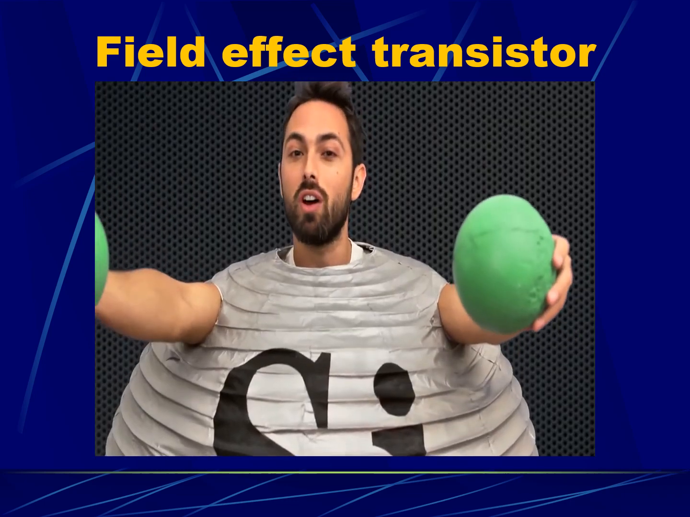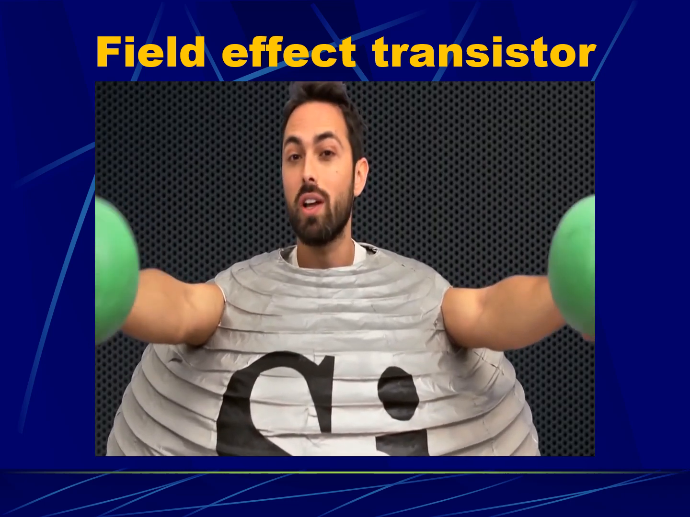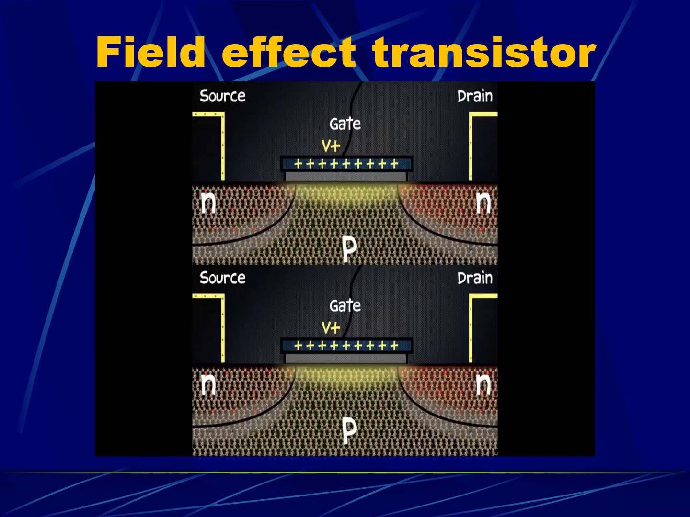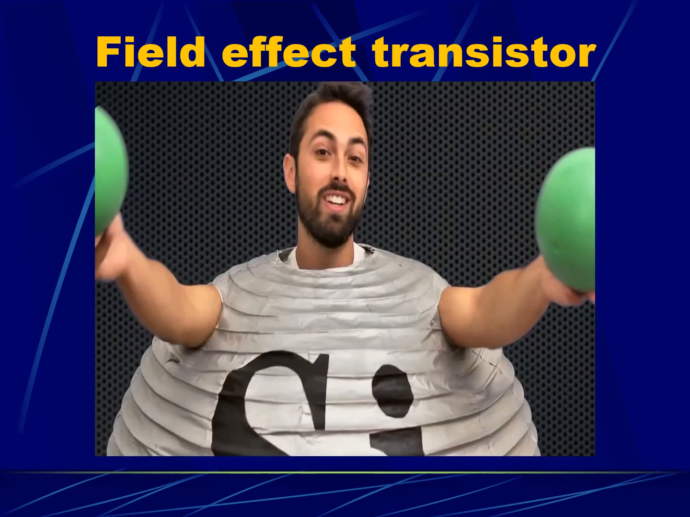But to keep up with Moore's law, they're going to have to keep getting smaller. Moore's law states that every 2 years, the number of transistors on a chip should double. And there is a limit.